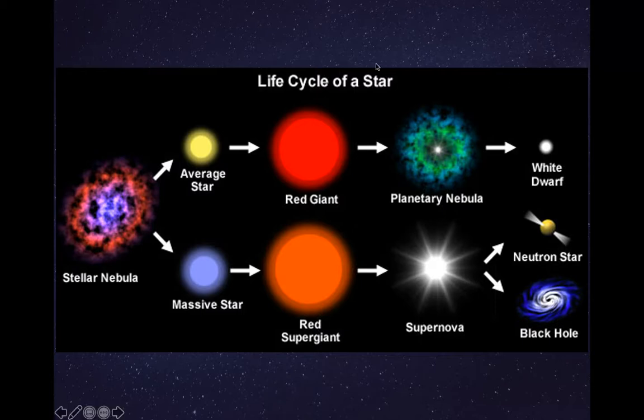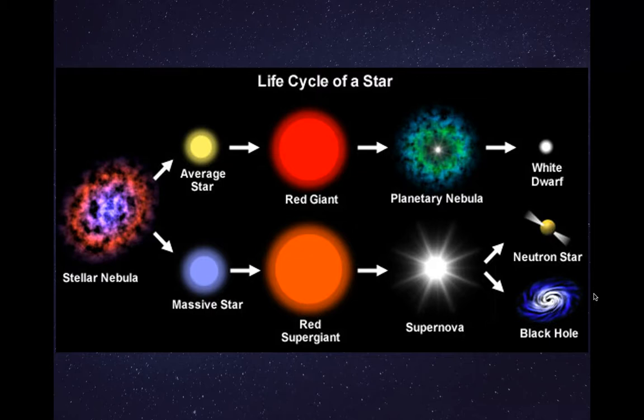Now, if you have a really large stellar nebula, it turns into a massive star. And then it turns into a red supergiant. And when that red supergiant gets really, really hot, it explodes, and that explosion turns into a supernova. And that supernova could become a neutron star or a black hole. And black holes are extremely powerful. They have so much gravity that absolutely nothing can escape a black hole. Not even light or sound or anything.